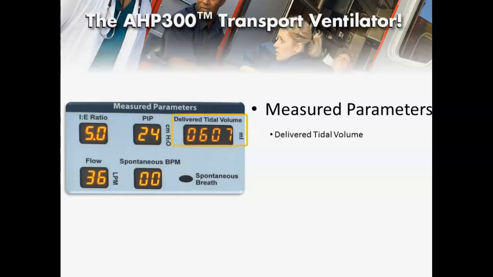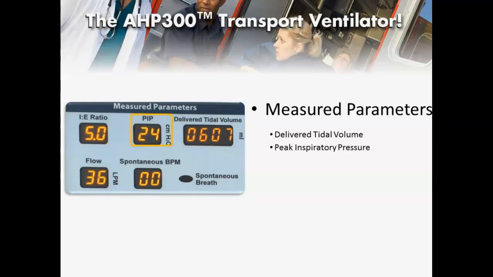Delivered tidal volume. This field displays the tidal volume delivered at the patient valve and is measured via an independent flow sensor. It provides critical data on potential leaks as well as the actual tidal volume of the patient's breath in CPAP mode.